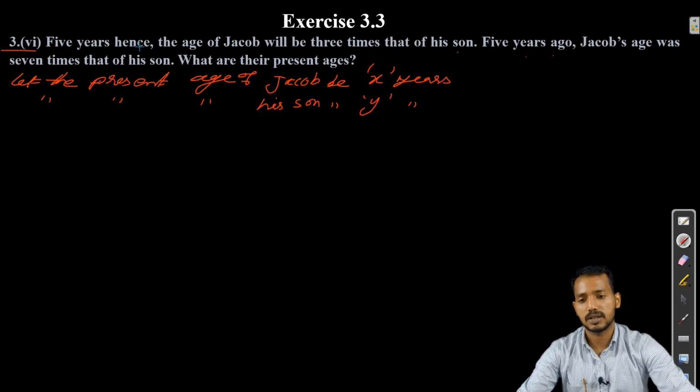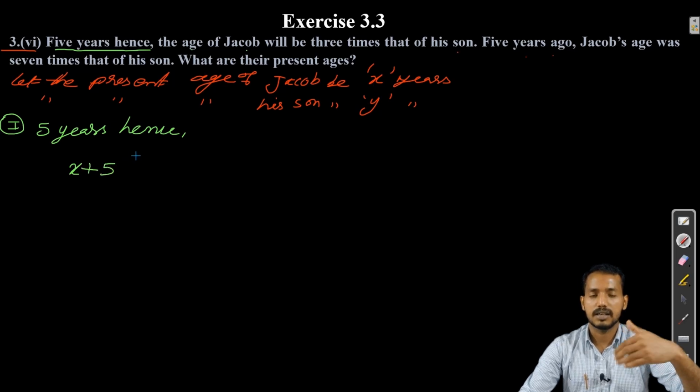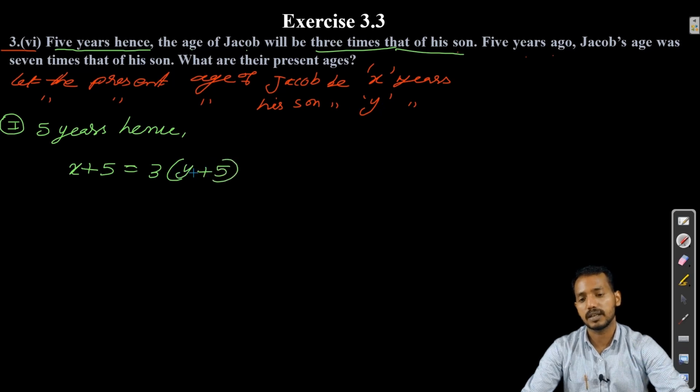Now come to the first condition, 5 years hence. The present age of Jacob is x, so 5 years hence his age will be x plus 5. His age will be increased by 5. It will be equal to 3 times that of his son. That means 3 into the age of his son, y plus 5. The age of his son also will be increased by 5.